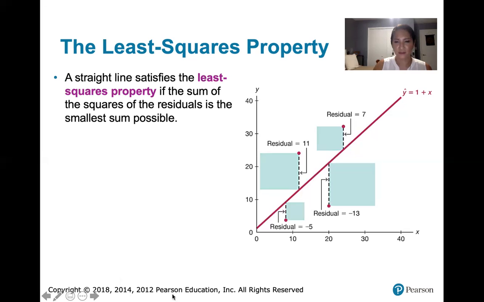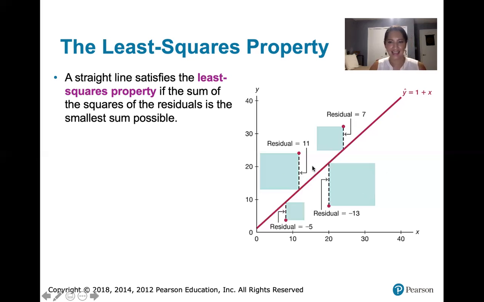So you take all the residuals. So we'll take the -5, the 11, the 7, and the -13. You square those. When you square those, you get a value that's this area plus this area plus this area plus this area. So we'll get 121 plus 49 plus 169 plus 25. You're going to get some value. That is the sum of the squares of the residuals. We say that a straight line satisfies the least squares property if that sum is as small as possible.